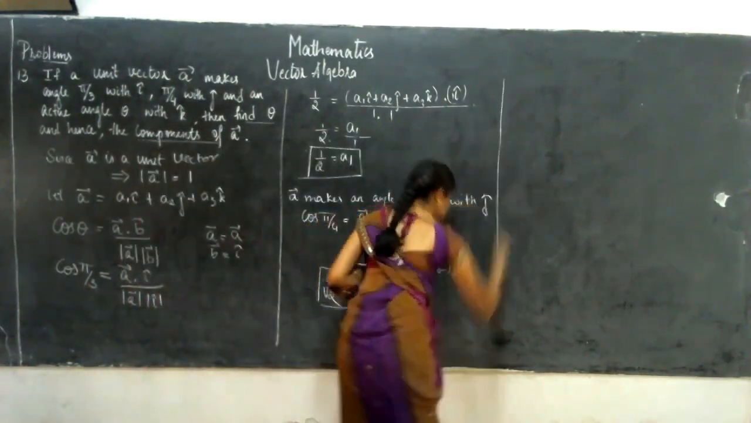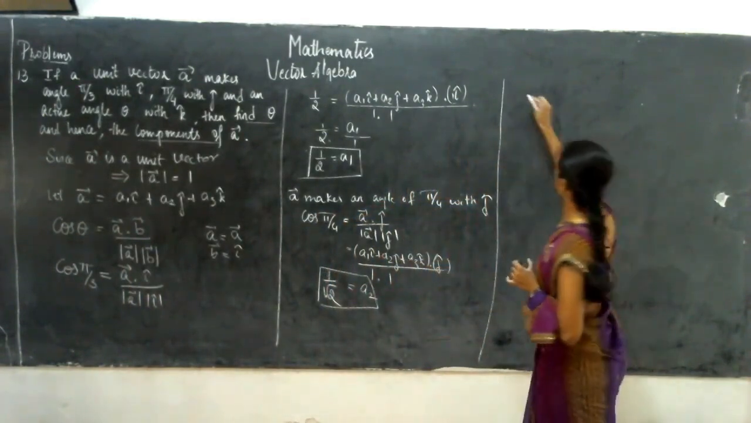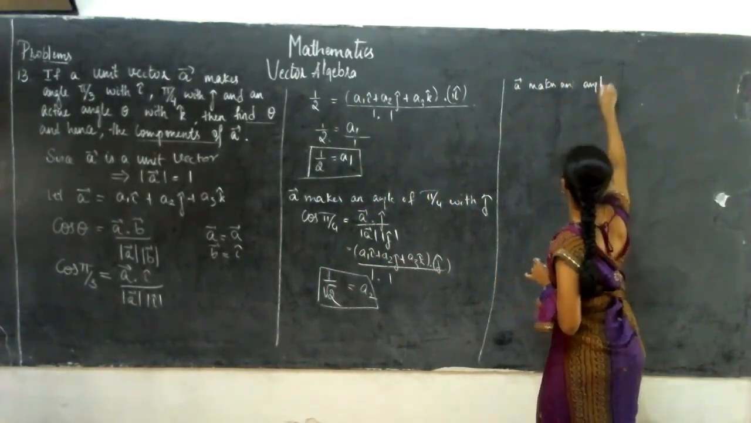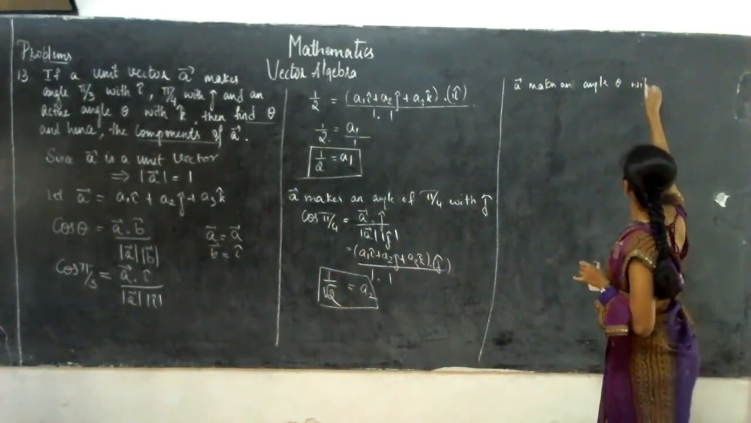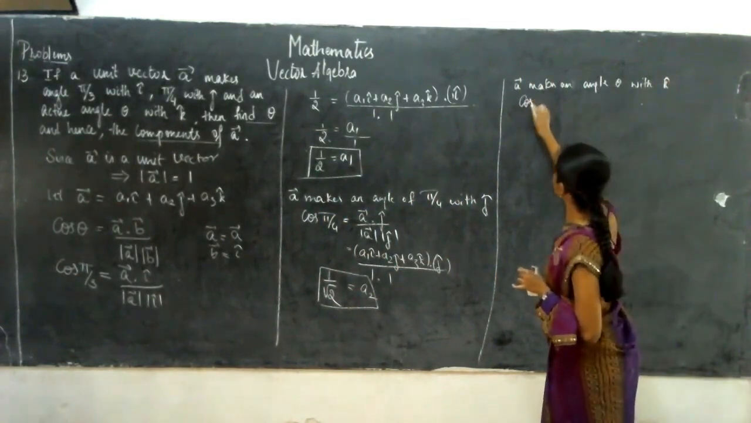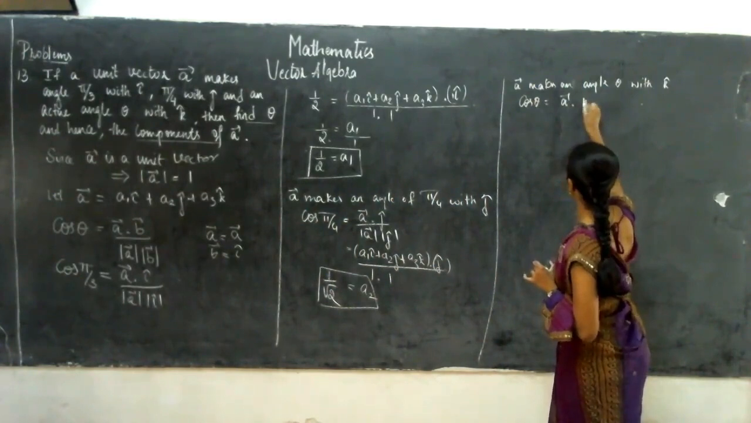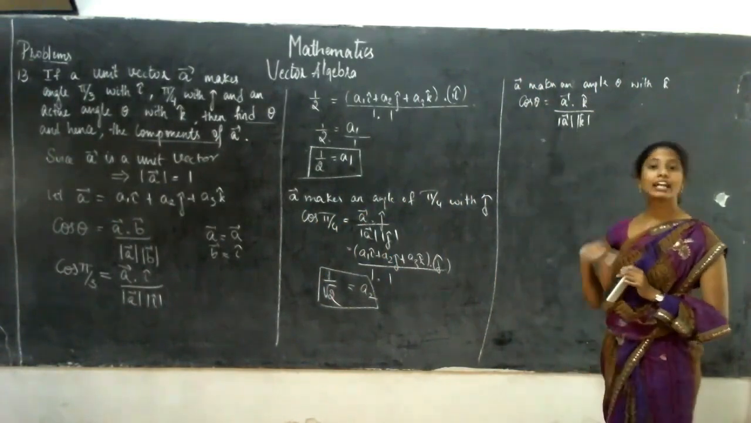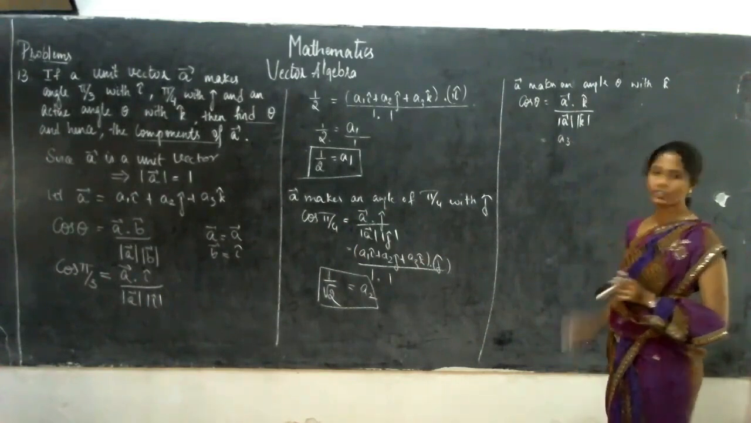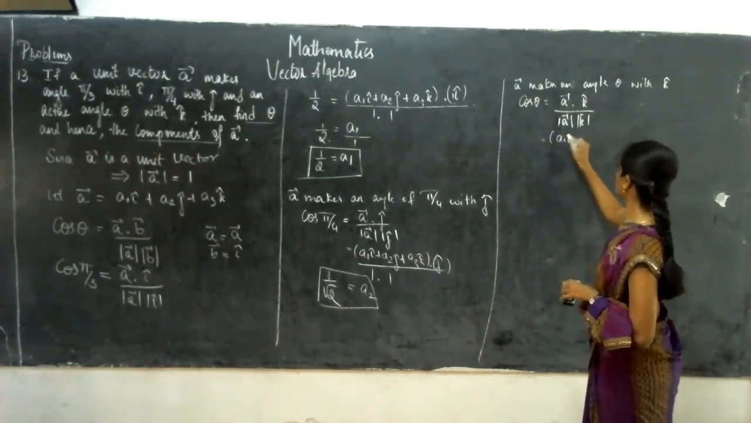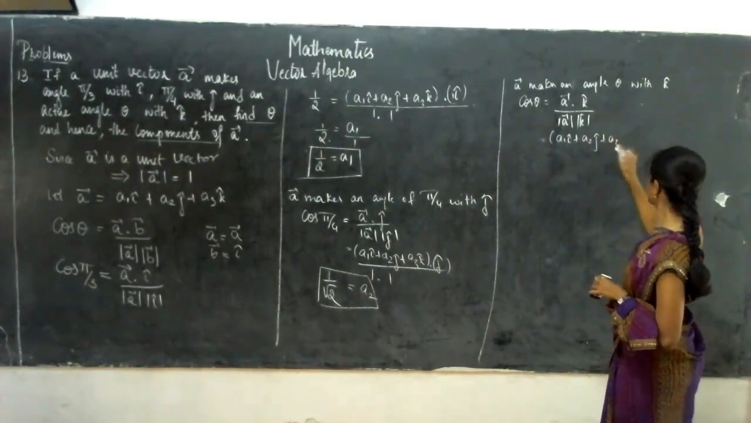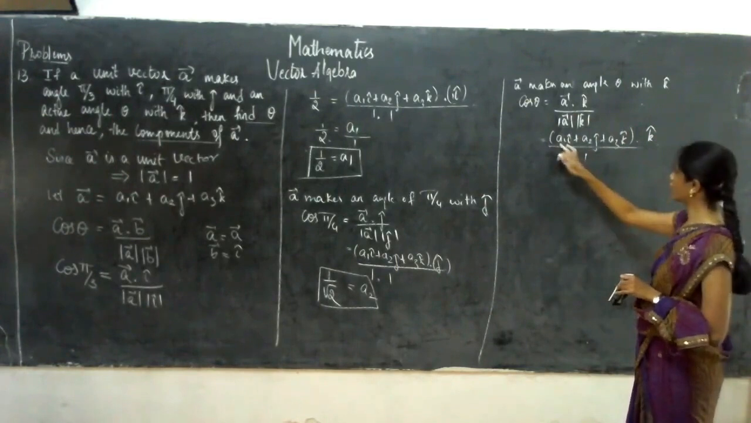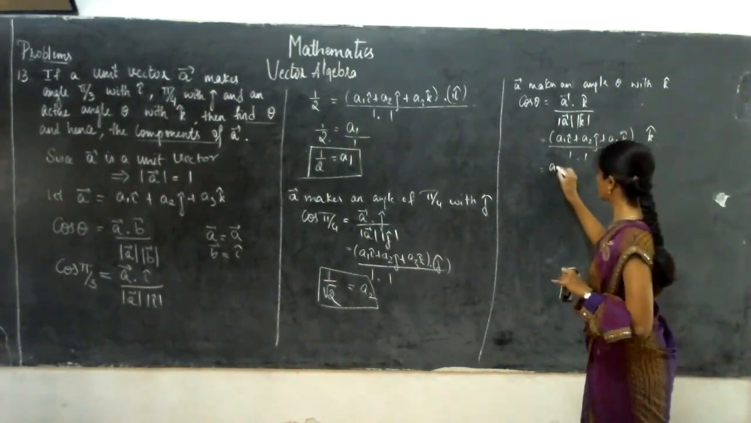Next, we need to find A3. Okay, so that is vector A makes an angle theta with K cap. So cos theta is equal to vector A dot K cap by magnitude of vector A into magnitude of K cap. So this, can I write it directly as A3? Or else that is given by A1 I cap plus A2 J cap plus A3 K cap dot vector K cap divided by 1 into 1. Therefore, again, A1 into 0, 0, A2 into 0, 0. So you have only A3.